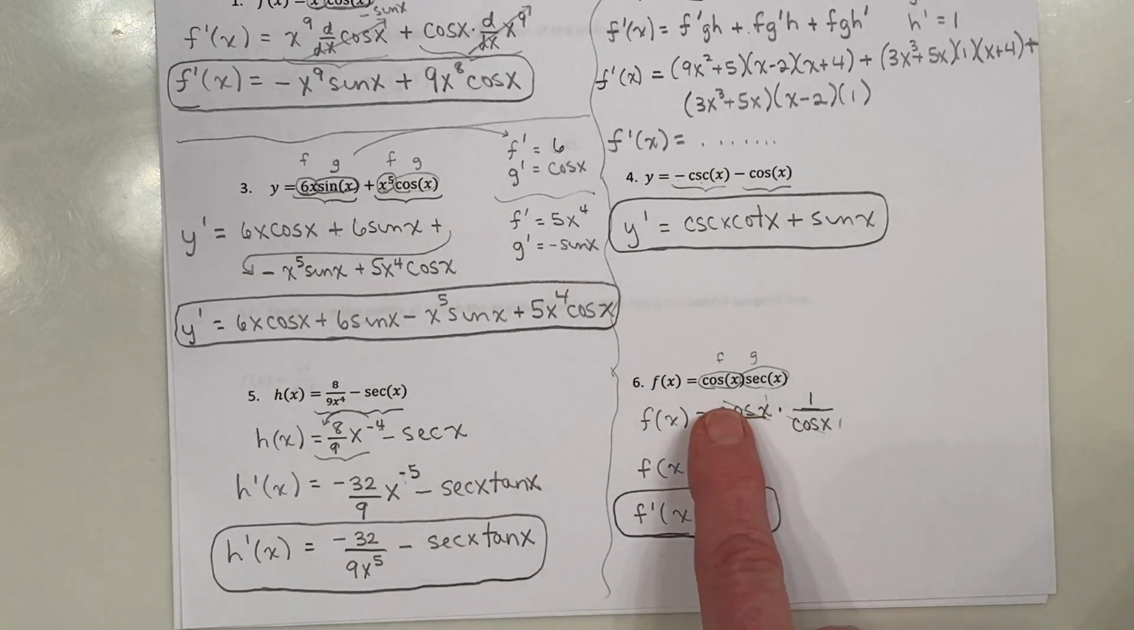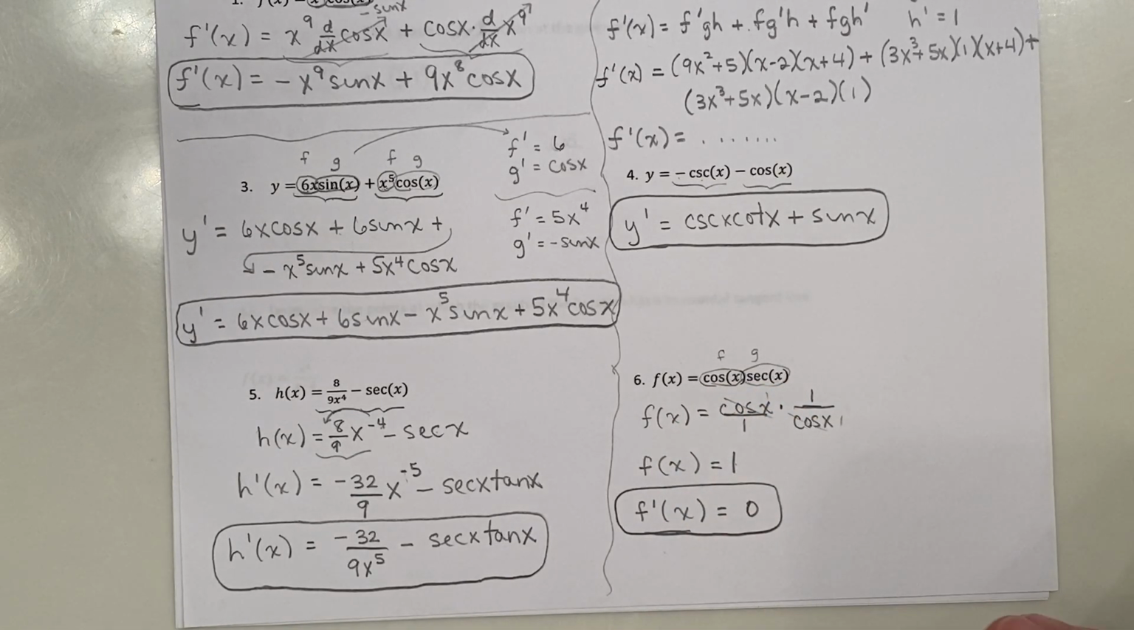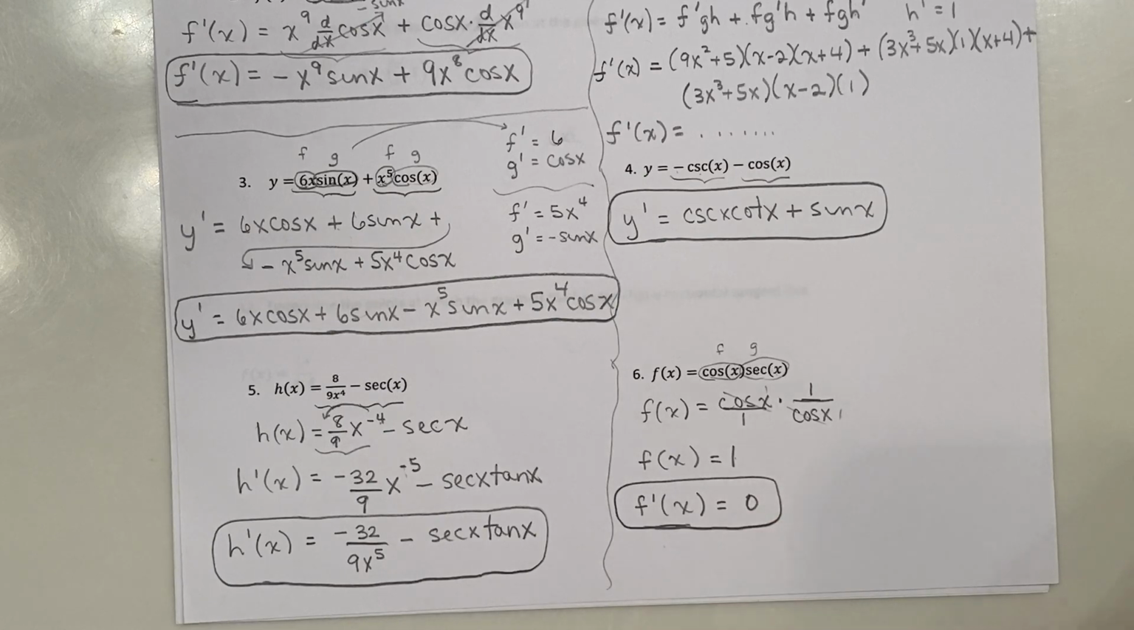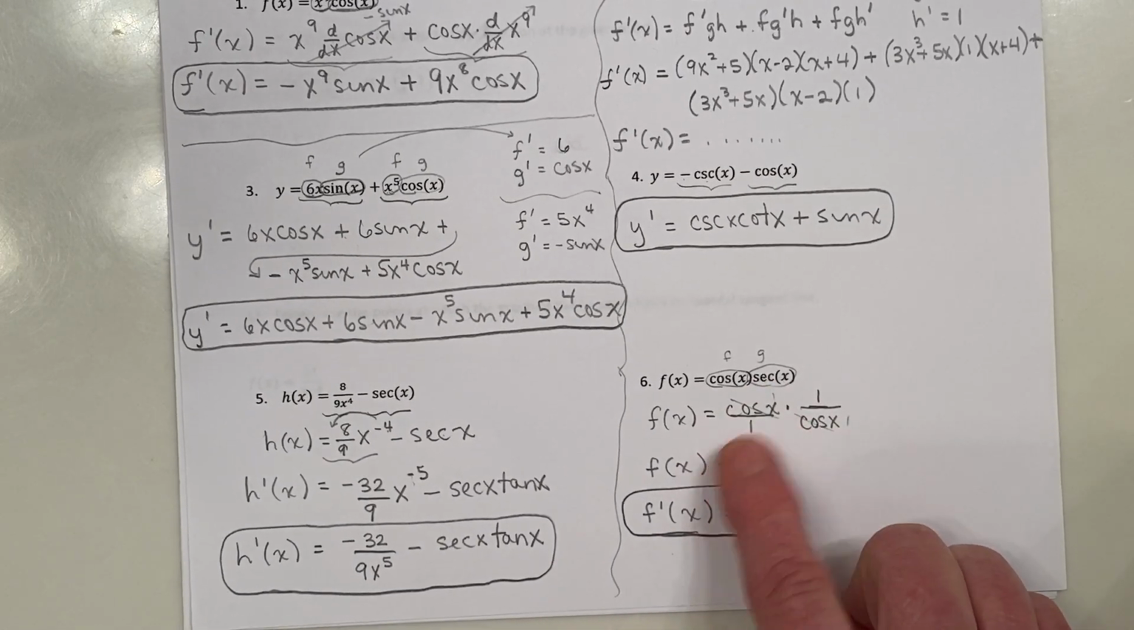So again, you could have done the product rule, fg prime and gf prime. You're going to get a bunch of trig stuff, but eventually those things are all going to cancel, and you're going to get a final answer of 0. So it'll still result in an answer of 0, even if you did the product rule and didn't see these trig identities.